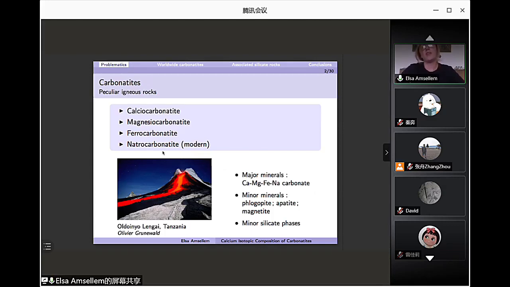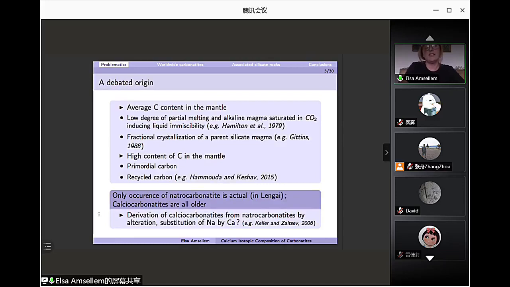is produced by the only active volcano that produces carbonatites. This volcano is Oldoinyo Lengai in Tanzania. In this image, we can see the white lava flow, which is solidified lava, and this white color reflects the carbonate minerals. Since their discovery, their origin has been highly debated.